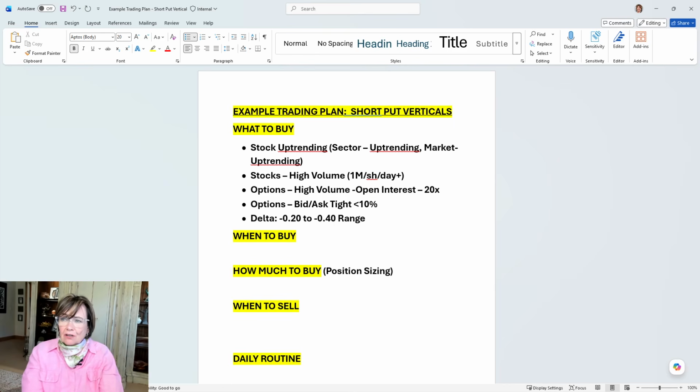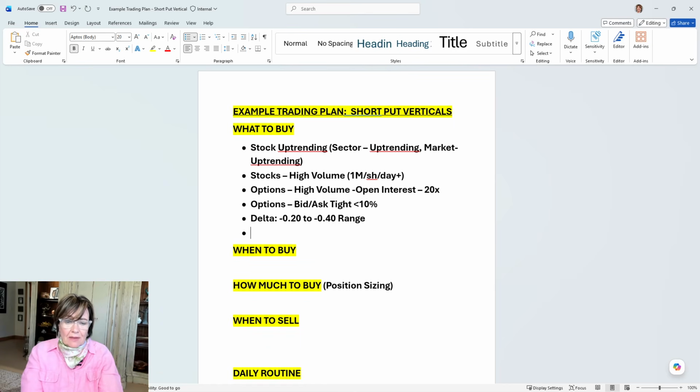Now, others might not look so much at delta. They might be just looking at the chart and saying, I want this to be below a support level. But that is something that some might include in their plan. When it comes to expiration dates, so how long do you want to be in this trade? You might say, well, maybe that 20 to 50 days, that kind of range.